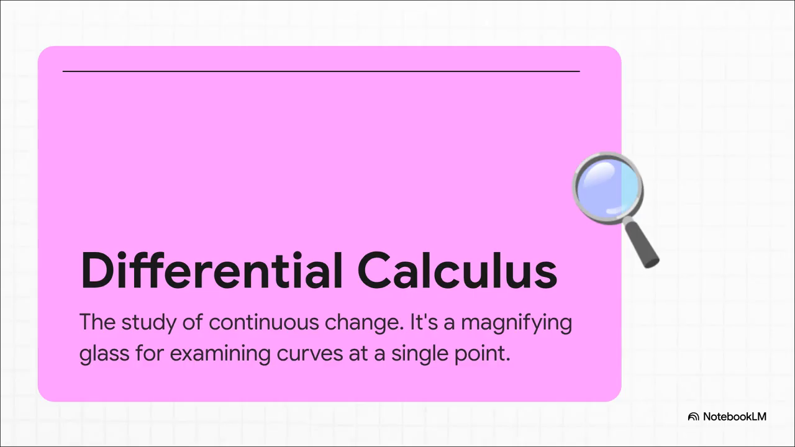Yeah, the key here is to see this not as abstract numbers, but as a powerful magnifying glass. An architect uses it to find the exact slope of a wheelchair ramp, or the precise angle of a futuristic roof, or even where the most stress is on a support beam. It's all about understanding what's happening at one single frozen moment in time.